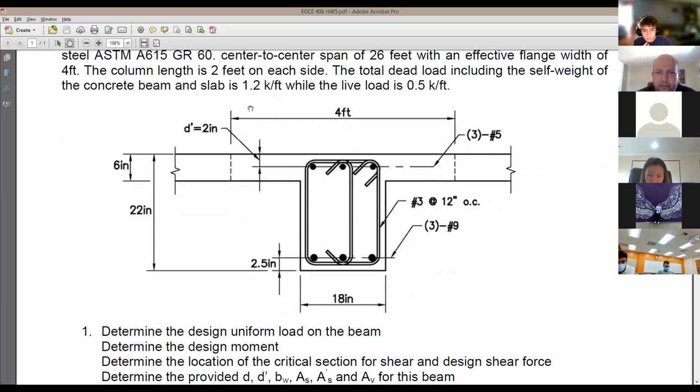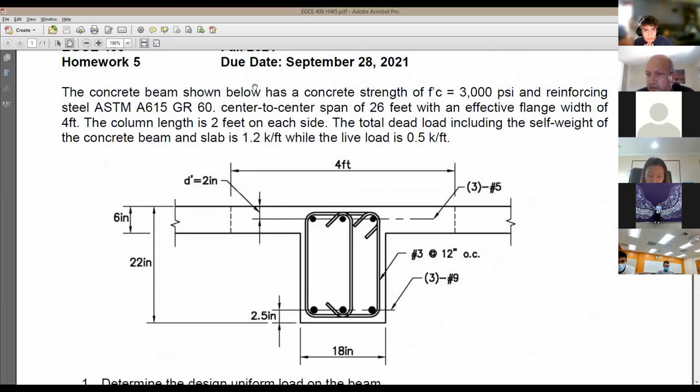Here's the homework. I have a quick question. It doesn't mention anything from like face to face. Don't we need that to find the actual length? Let's address this issue. It says here center to center span of how much? 26 feet. Okay, good. Do you have the column length?